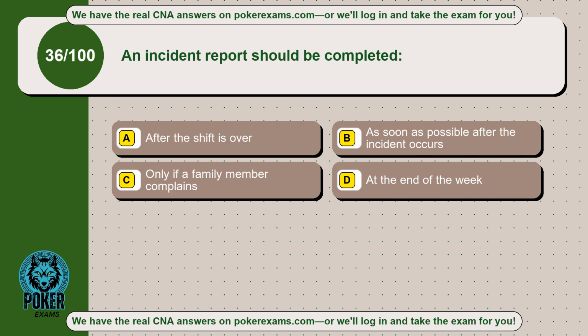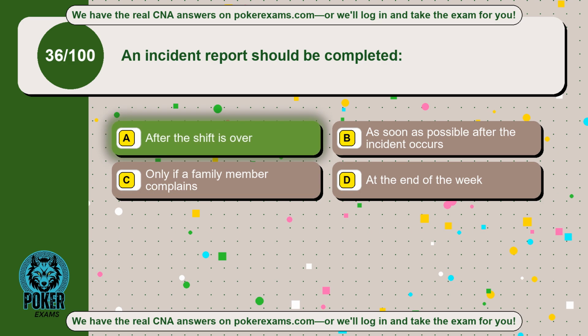Question 36. An incident report should be completed. Option A. After the shift is over. Option B. As soon as possible after the incident occurs. Option C. Only if a family member complains. Option D. At the end of the week.